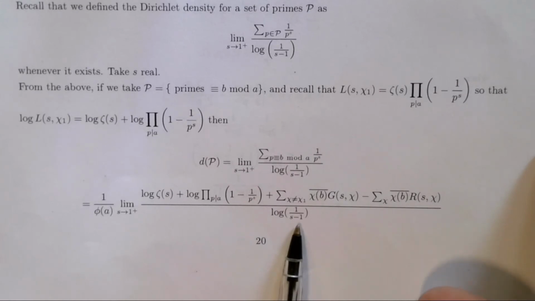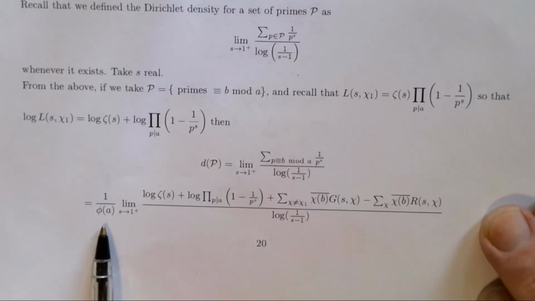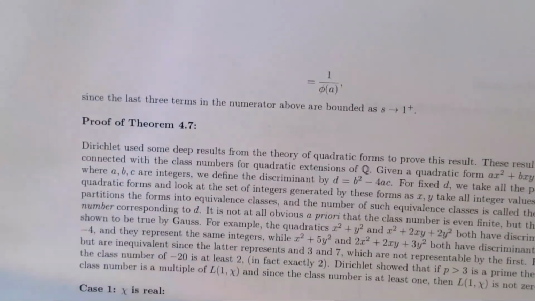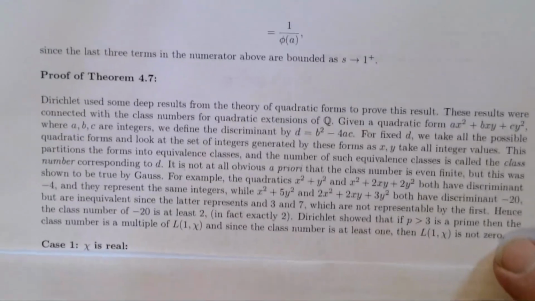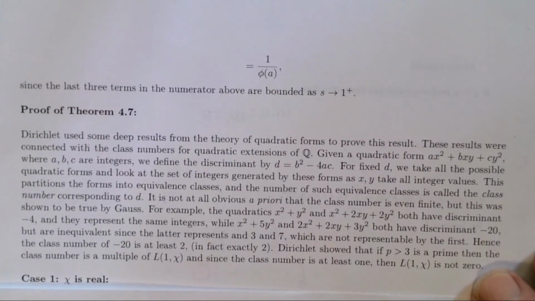And from what we had above, we had a 1 over phi of a from the earlier formula, before we substituted this in. We had a phi of a multiplying this expression, so it's 1 over phi of a here. So that limit collapses down to 1, and we just get 1 over phi of a, which is kind of what we might expect, in fact. So we get 1 over phi of a, since the last 3 terms in the numerator are bounded as s goes to 1 from above.